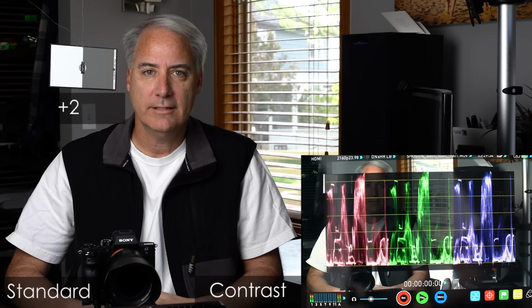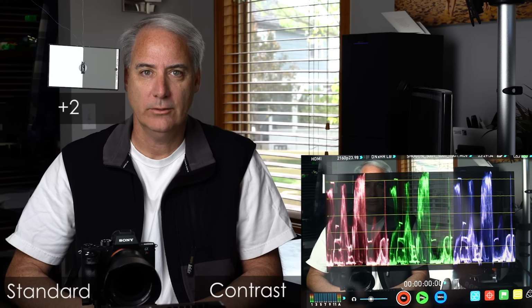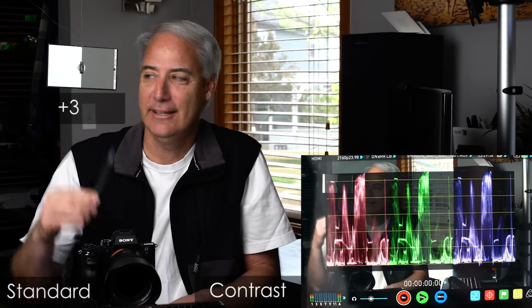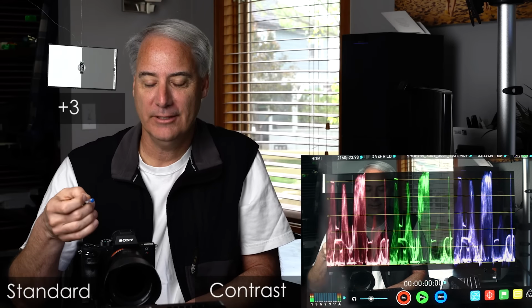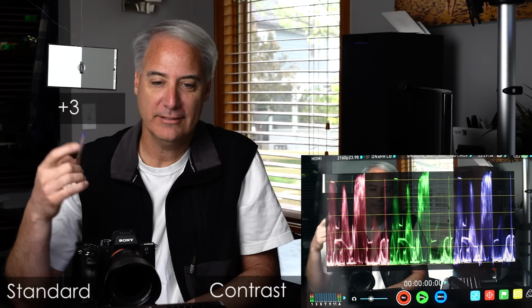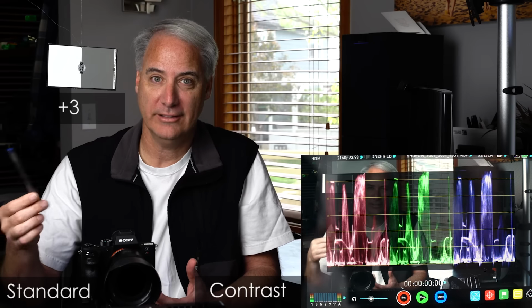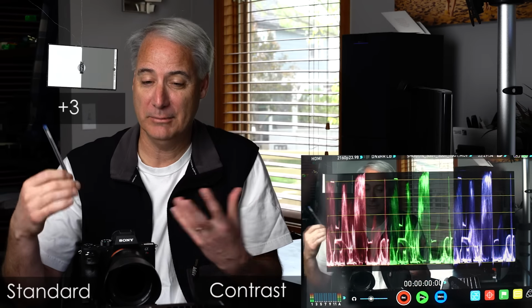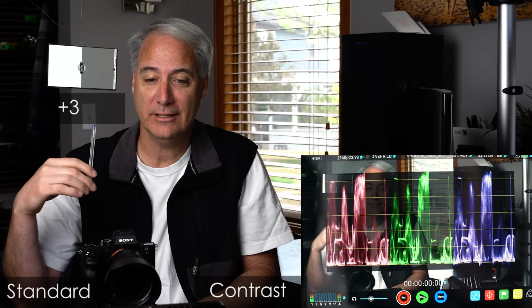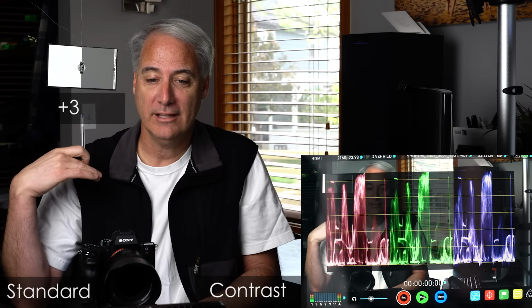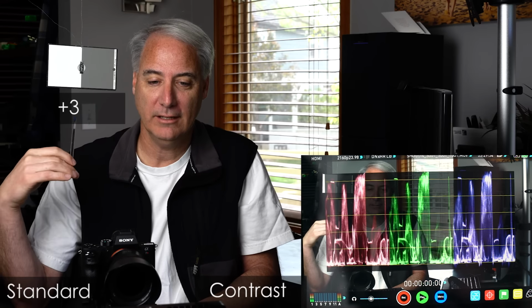All right, now we're at a +2. All right, now we're at a +3. You can see the white patch here. If we look on the scopes, the RGB parade, we actually see the green channel and the blue channel are above 100. So that should be giving you some caution. You should be like, oh, I'm getting into clipping territory here. The gray patch is still sitting around 50, maybe a little bit lower.